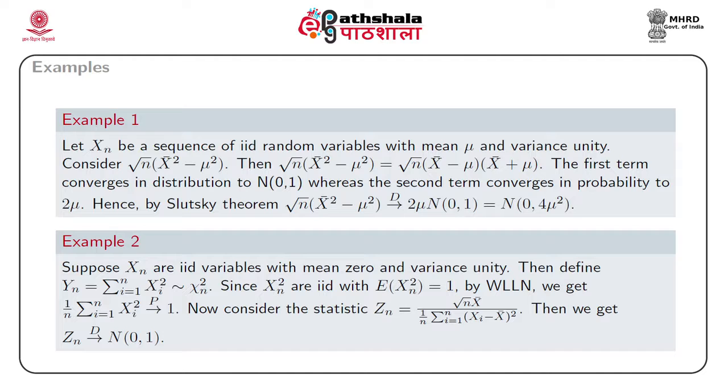Then we find that the numerator converges in distribution to normal(0,1) and the denominator, being the sample variance, converges in distribution to unity, which is non-zero. So, using Slutsky's theorem we can at once say that Zn converges in distribution to a standard normal variable.